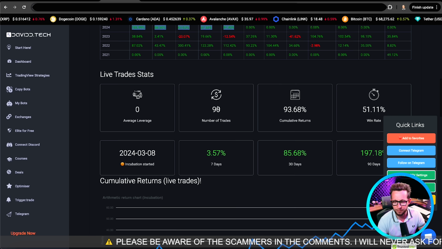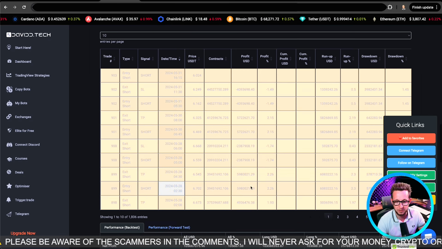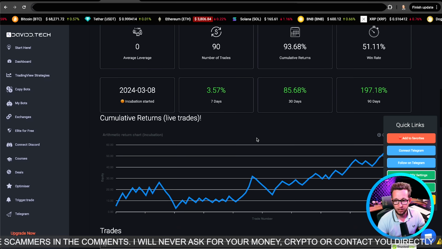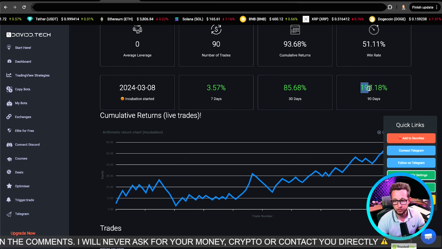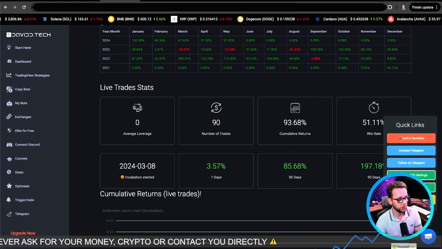Very, very proud of this one. Very good. Look at the equity curve. Looks absolutely brilliant. This is the live trading equity curve. And here are all the results as we'd expect from TradingView. In the last 90 days, it made 197%, which is absolutely amazing. Very, very proud of this trading strategy.